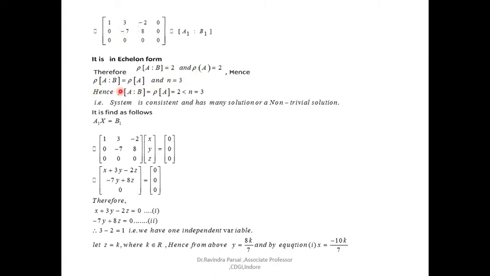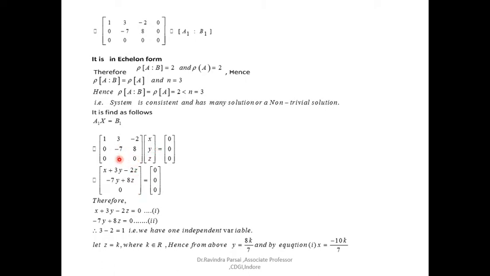So both are equal, that is, the system is consistent, but you have 3 unknowns. So here the rank is less than the number of unknowns, therefore the system is consistent and has many solutions, or a non-trivial solution. It forms as follows, as we have discussed in the previous class, how you find the many solutions, and accordingly you continue in this case.